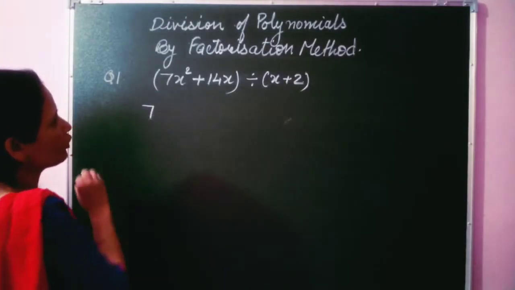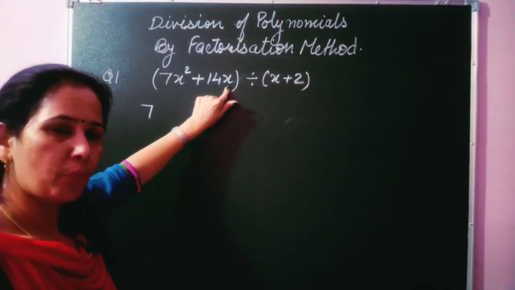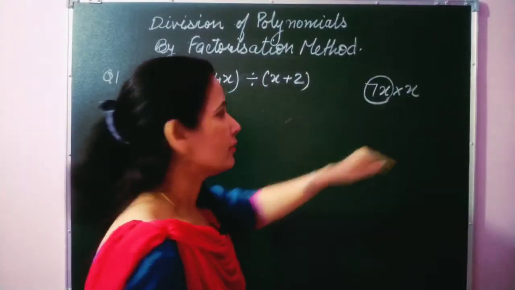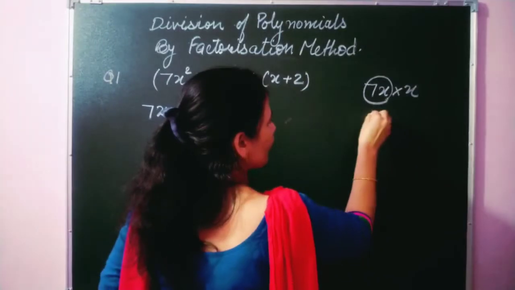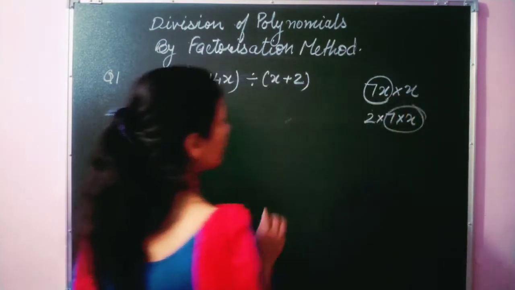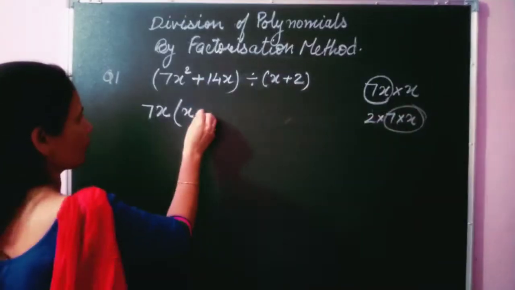When we took 7 as common, we observe the variable x also in both terms, so we take 7x common. When we take 7x out, 7x square leaves x. Then 14 is 2 into 7, and we have taken 7 and x common, so the remaining factor is 2.